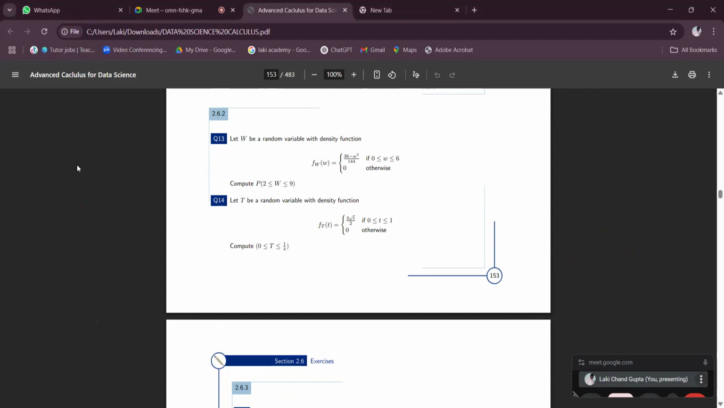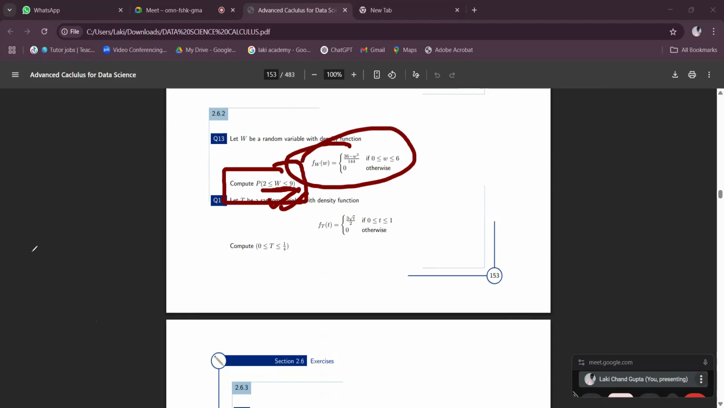See this question. You are finding the probability from 2 to 9, right? In this case, no need to verify. Just find only its probability from 2 to 9. Sometimes verification is not asked. So how can you do this?